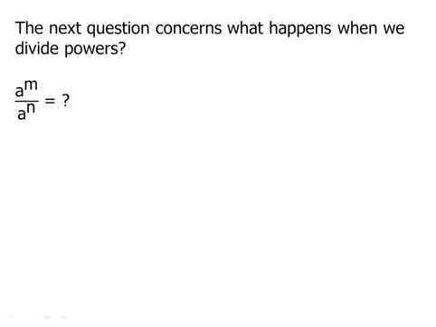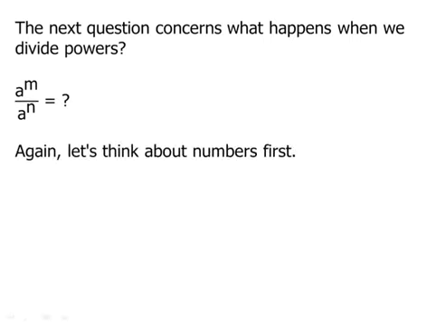Now, the next question concerns what happens when we divide powers. Again, don't think in terms of just an abstract law. Let's go back and think this through in terms of the fundamental definition of an exponent. If you understand this law from the perspective of fundamentally what is an exponent, then you will really understand it. So I'm going to suggest, starting with numbers first, let's say 12 to the 7th divided by 12 cubed. How would we figure this out?